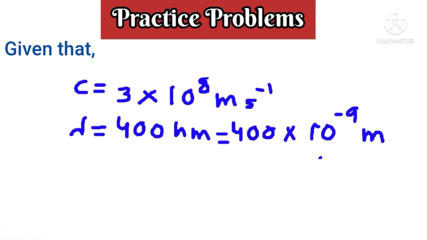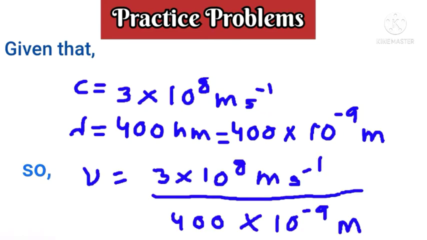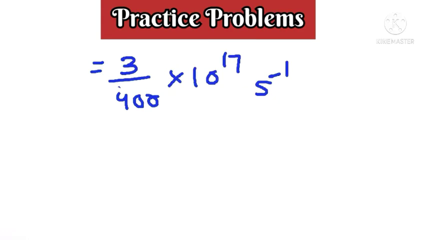Now we have to convert this nanometer unit into meter unit, because whenever you solve a numerical type question, always keep in mind that all the terms should have the same units. Now 400 nanometer will be equal to 400 into 10 to the power minus 9 meters, because we know that 1 nanometer is equal to 10 to the power minus 9 meters, isn't it? Now putting the values of velocity and wavelength, we can easily find the value of frequency. So see how we can find it. We are getting 3 by 400 into 10 to the power 17 per second.